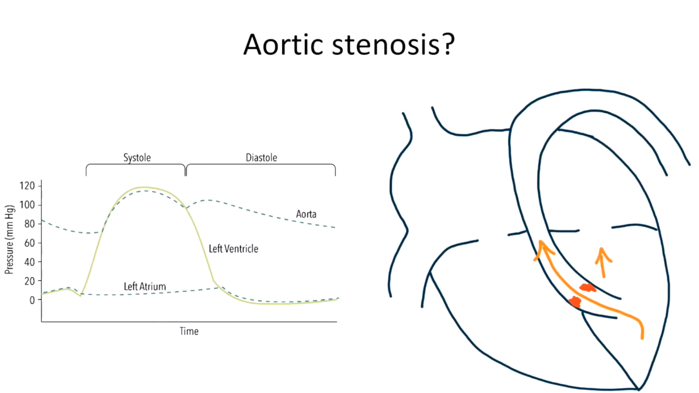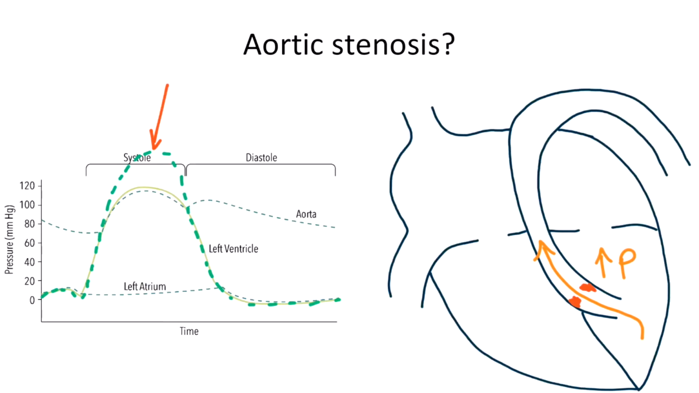So there's increased pressure in the left ventricle. We know that this is occurring during systole, so with this in mind, we can draw in a new pressure tracing of the left ventricle, which would look something like this. Notice how the pressure in the left ventricle is much higher than normal during systole.